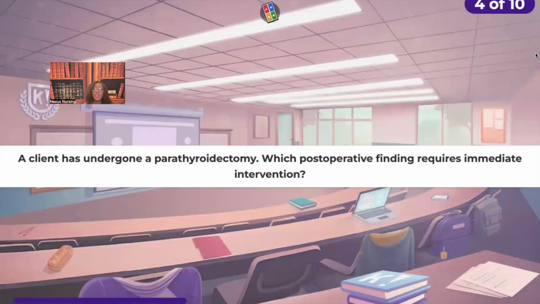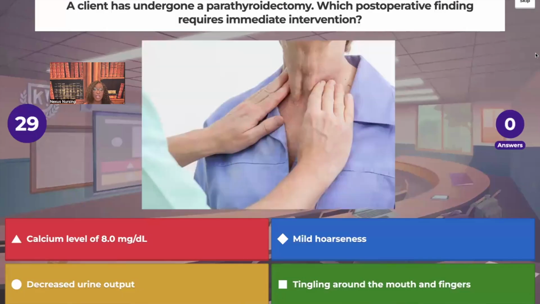A client has undergone a parathyroidectomy. Which post-op finding requires immediate intervention? Would it be a calcium level of 8? Would it be mild hoarseness? Would it be decreased urine output? Or would it be tingling around the mouth and fingers? So your patient just had a parathyroidectomy. What would cause you to call the healthcare provider right away?